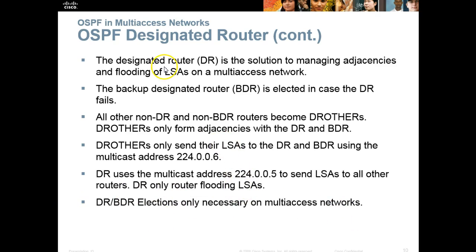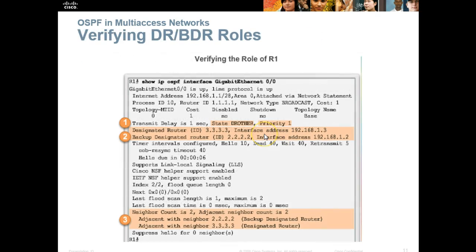So the DR and BDR are only necessary on multi-access networks. On a regular network, you have to have your link state adjacency. So it's only when you have several routers inside of a LAN environment. Okay. So verifying DR and BDR: show ip ospf interface, and then the interface number.